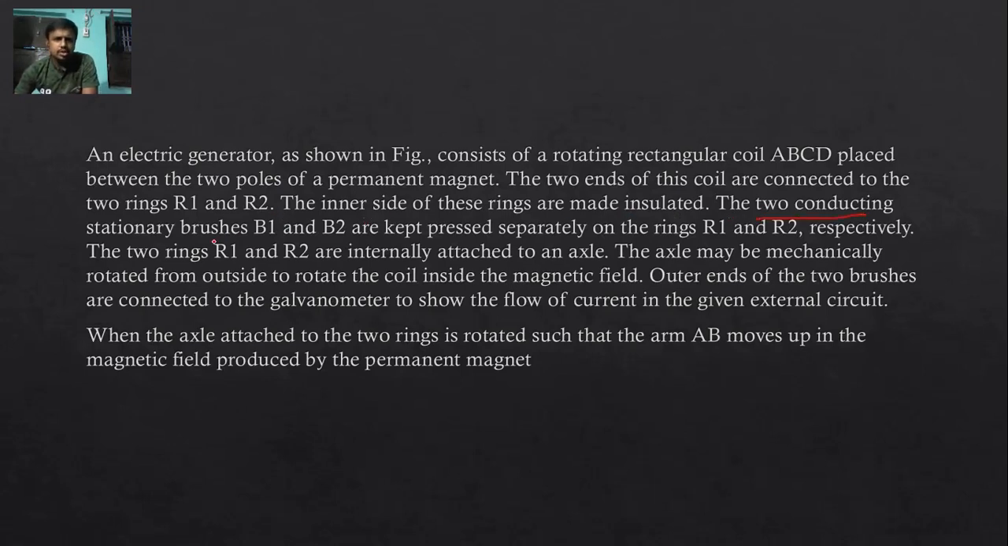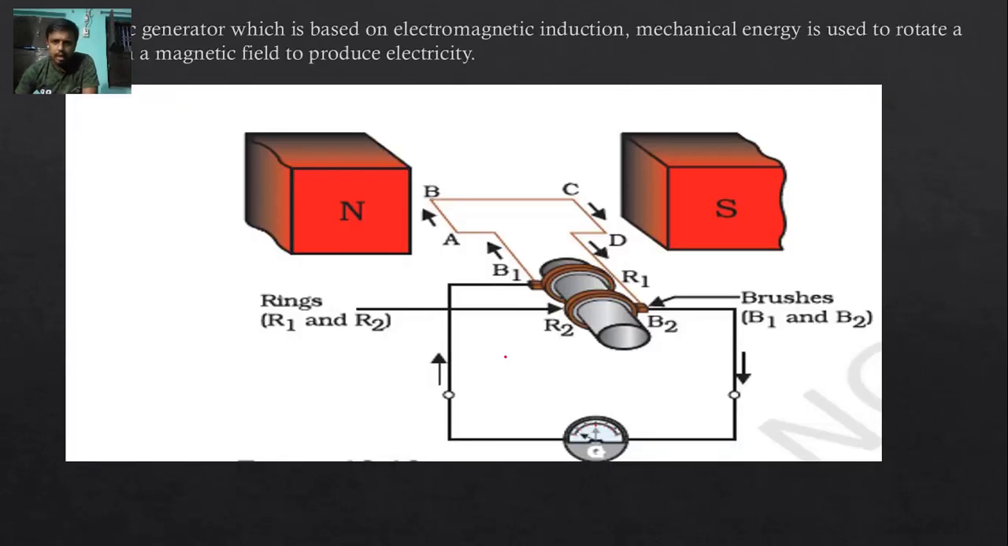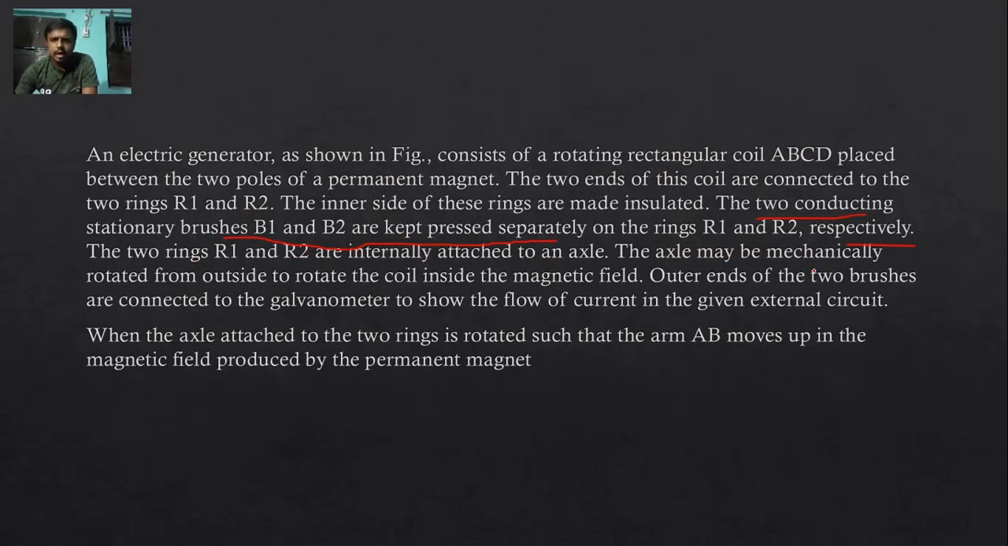The two conducting stationary brushes are B1 and B2, which are kept pressed separately on the rings R1 and R2 respectively. And R1 and R2 are internally attached to an axle. As you can see, R1 and R2 are attached to the axle. So when the axle rotates, the rings will also rotate. The axle may be mechanically rotated from outside to rotate the coil inside the magnetic field.